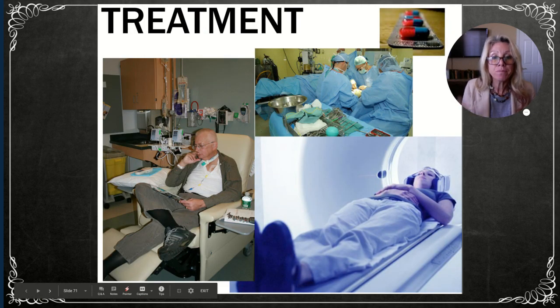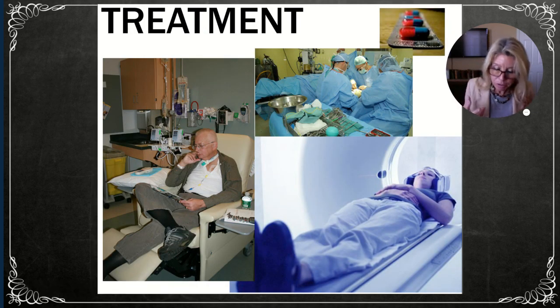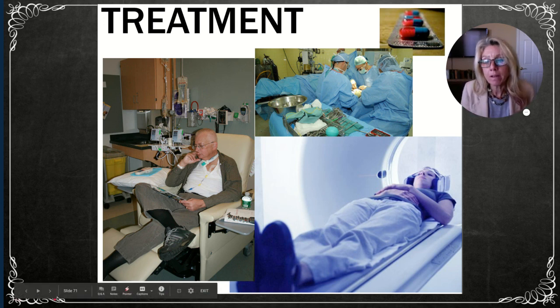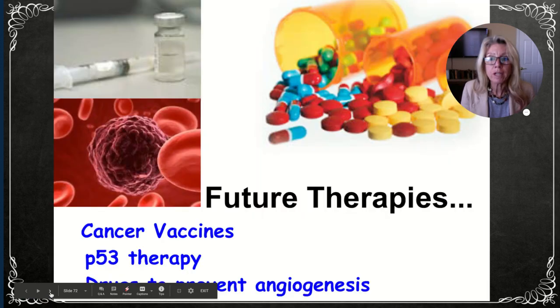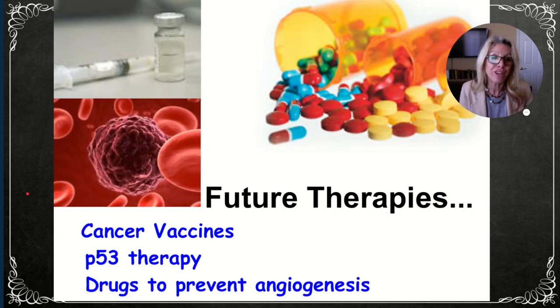And then as far as treatments go, there are standard treatments: surgery, radiation, chemotherapy, monoclonal antibodies. These are all things that can be used to help treat. And then for future techniques, it would be great if we could have cancer vaccines, P53 therapy, something with CRISPR, drugs to prevent angiogenesis. So on your future techniques, cancer vaccines, and then the rest I gave to you.